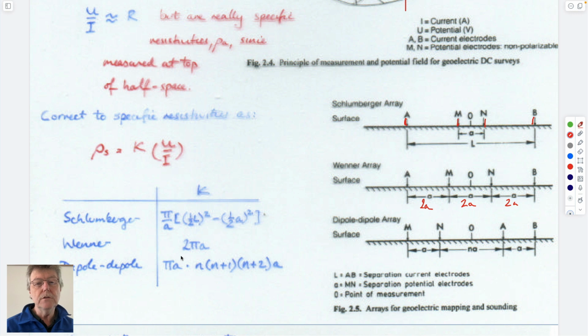And so what you do is you measure the voltage, the current that you put into the ground, which is due to the car battery. You measure the voltage drop between these inner components here. You take the ratio of them and you correct it with a correction factor. And this correction factor allows for the configuration of all the electrodes that you do.